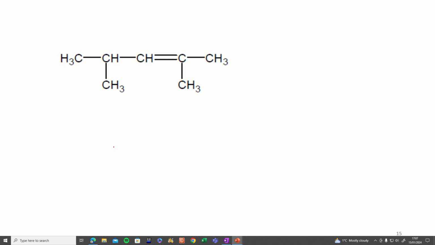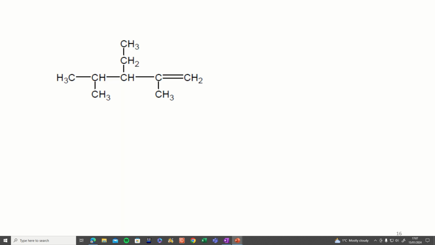Right, this one we've got 5, 1, 2, 3, 4, 5. Okay, we have a double bond on 2 this time, so we bring our double bond down between 2 and 3. We have a methyl group on 2, we have a methyl group on 4. Very simple. This one we have 5 in our longest chain again. Okay, we have a double bond there. We have methyl group there, we have ethyl group here, and we have a methyl group there.